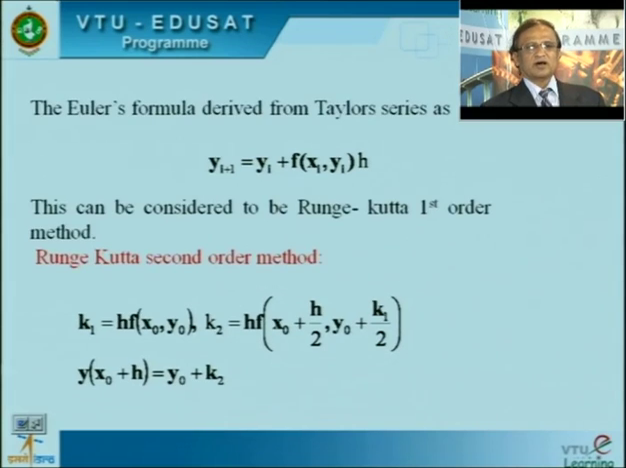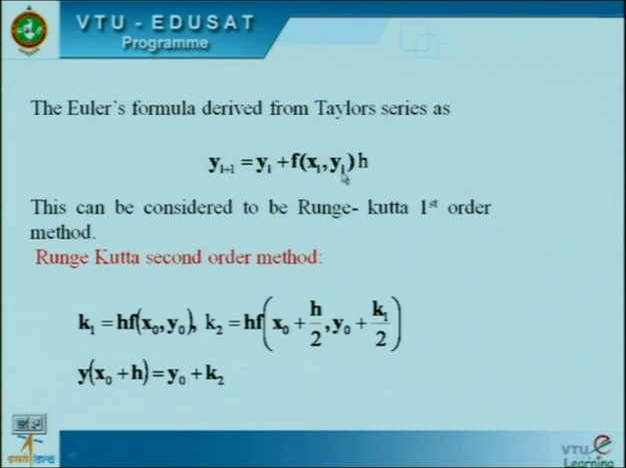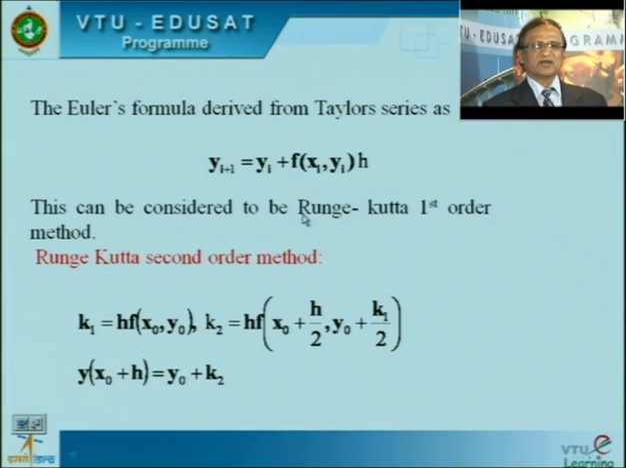Now, Euler's formula can be derived from the Taylor series. I have already given Euler's formula, namely yi plus 1 is equal to yi plus f of xi, yi into h. How do we get this formula? It can be obtained from the Taylor series. Sometimes we treat it as a first order RK method, so Euler's formula is treated as a first order Runge-Kutta method.